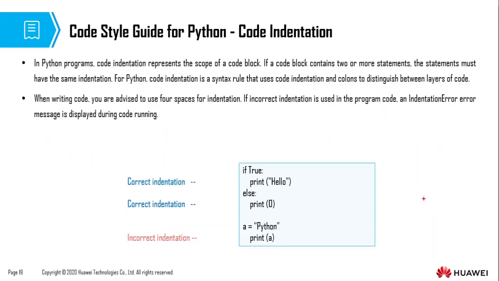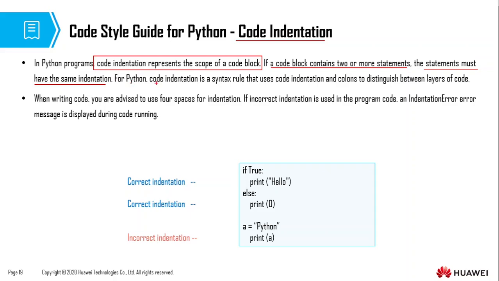Okay. So another important concept in Python is the concept of code indentation. Code indentation represents the scope of a code block. Concentrate a little bit more here, because unlike in languages like C and C++, where we do code indentation just for readability, here code indentation is part of the syntax, because code indentation is used to identify a block of code. So if a block of code contains 2 or more statements, the statements must have the same indentation.